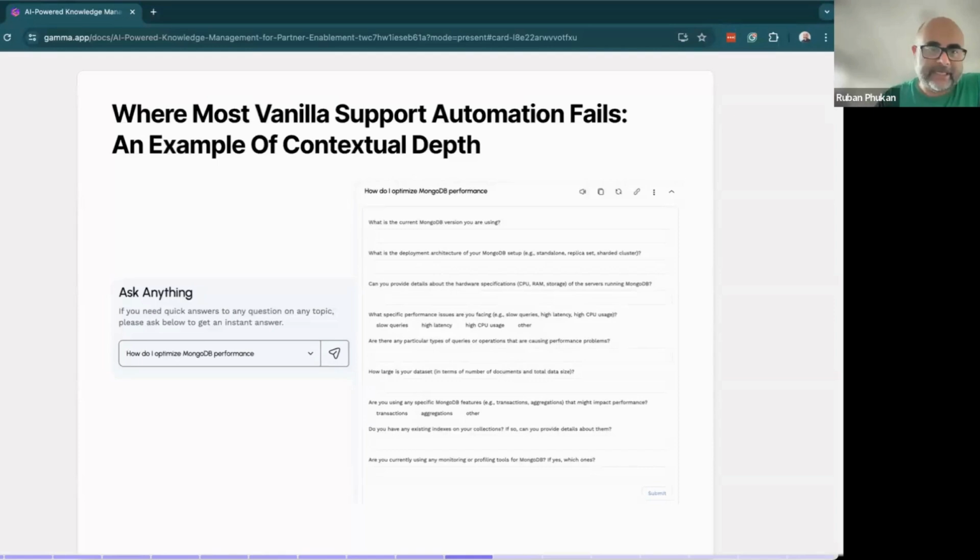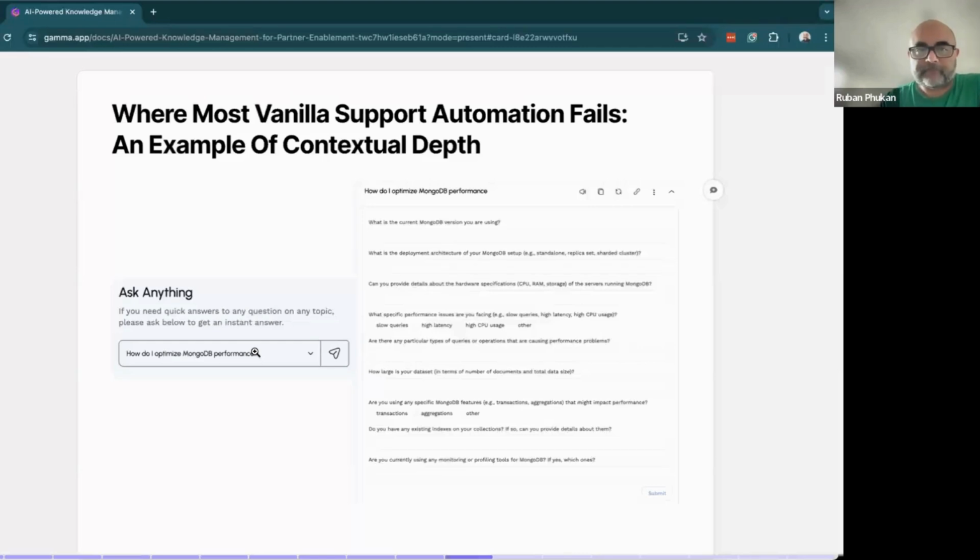So in this, I've just taken an example of MongoDB just as a reference, but it doesn't matter. It's just to provide an example that we are using as a reference. So if I ask a question like, how do I optimize MongoDB performance? With a vanilla RAG-based approach, how it will work is that you take this query, convert it into a vector equivalent, and then do a search for this query across your content. You get the results and then you summarize the results.